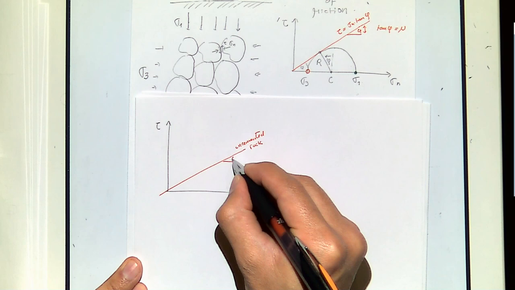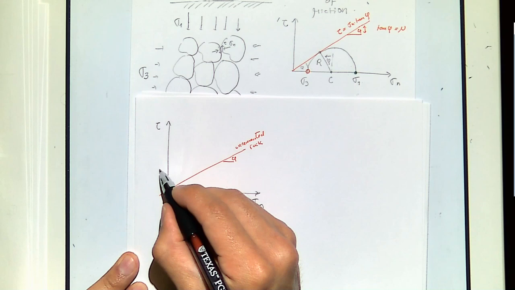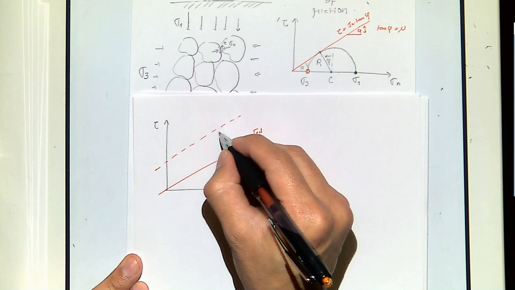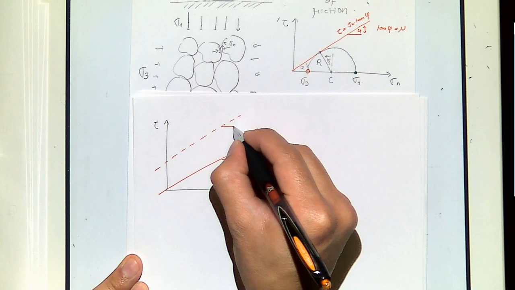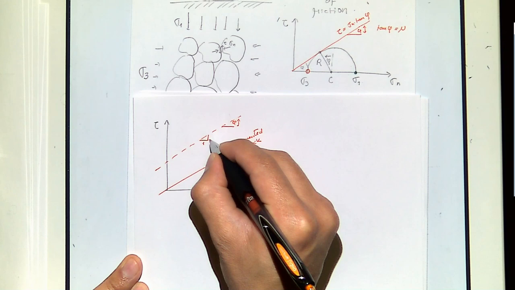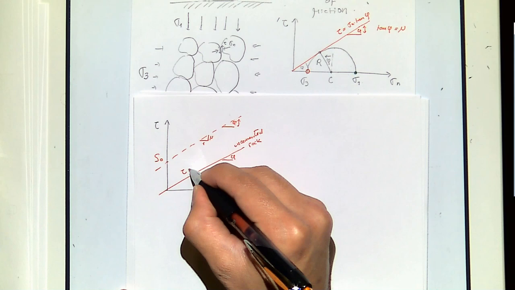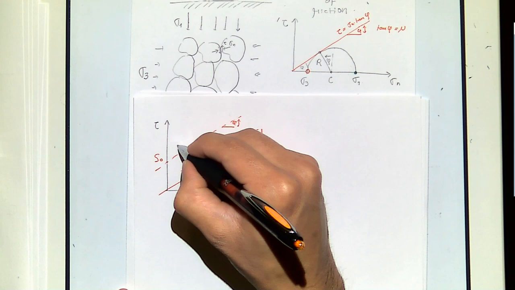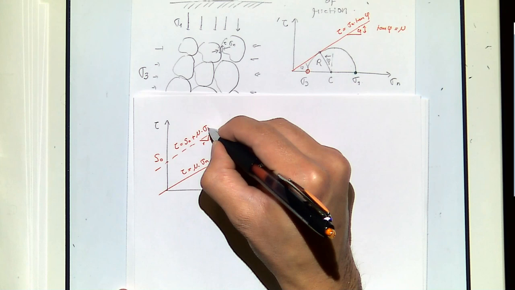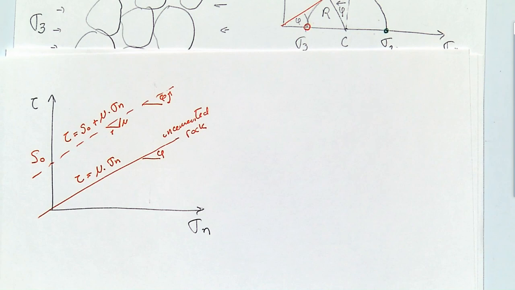If we have a cemented material, the line is going to be somewhere over here. The friction angle doesn't have to be the same. And here we can deal with this either as a friction angle, or we can also say if this is one, this is the friction coefficient. And the intercept is what we call the cohesive strength, S0. In this case, this is equal to mu times sigma n. In this case, it's S0 plus mu times sigma n. So we're just adding a constant to that equation.